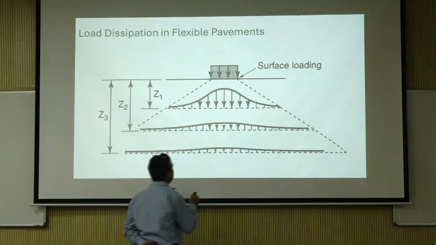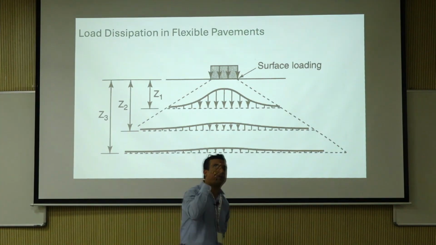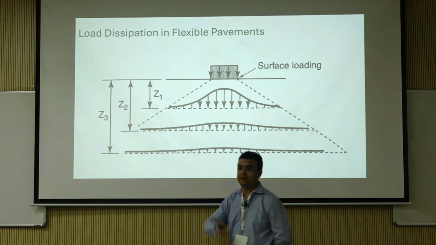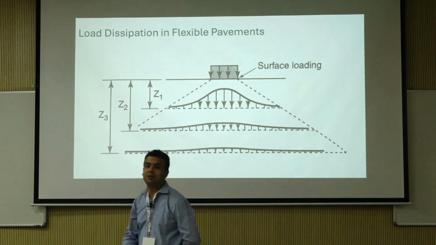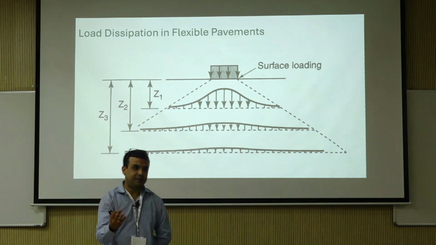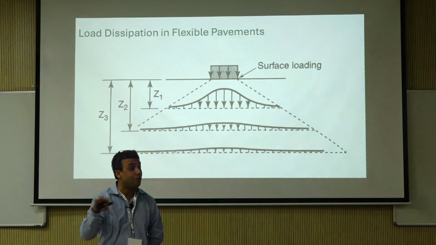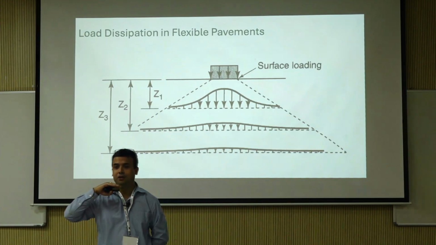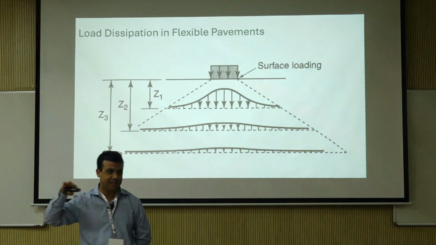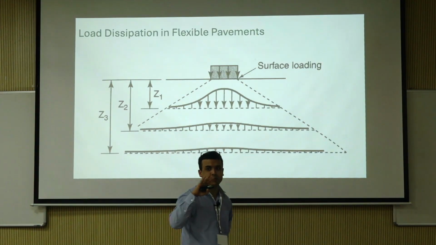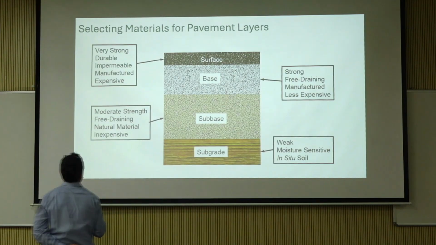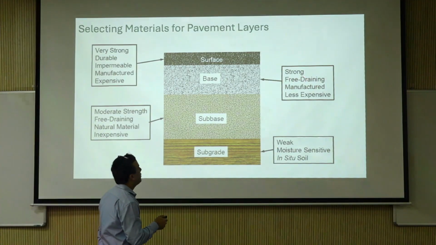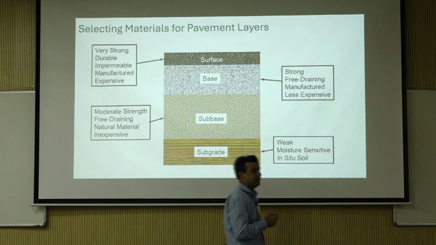So with surface loading in the pavement, as you go down, the material quality decreases, right? Lowest quality material at the bottom, highest quality material at the top, because that's where the highest stresses are, not highest loads. 90% of master's students or initial PhD students will say the loads are greater at the top. The answer is no, loads are the same everywhere, otherwise your system is going to fly, right? So very strong, durable, impermeable, manufactured, expensive. Strong, free draining, manufactured, less expensive.